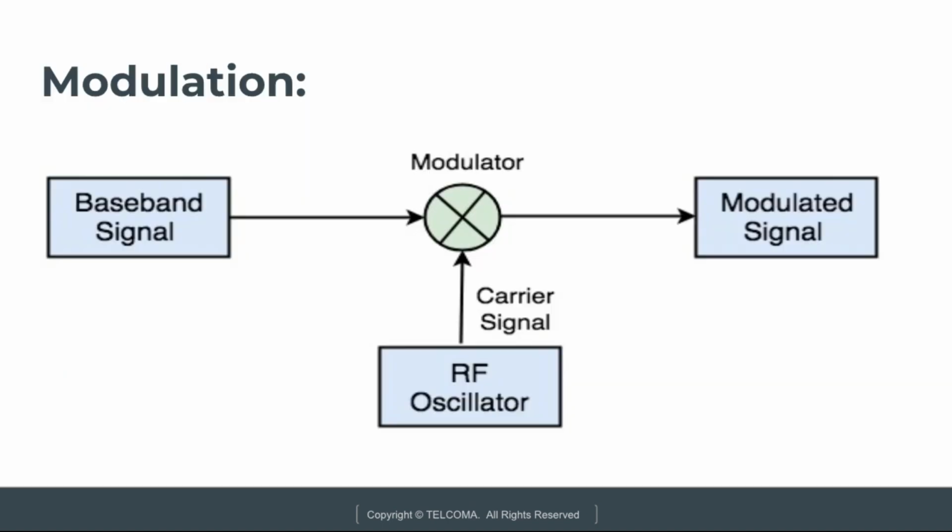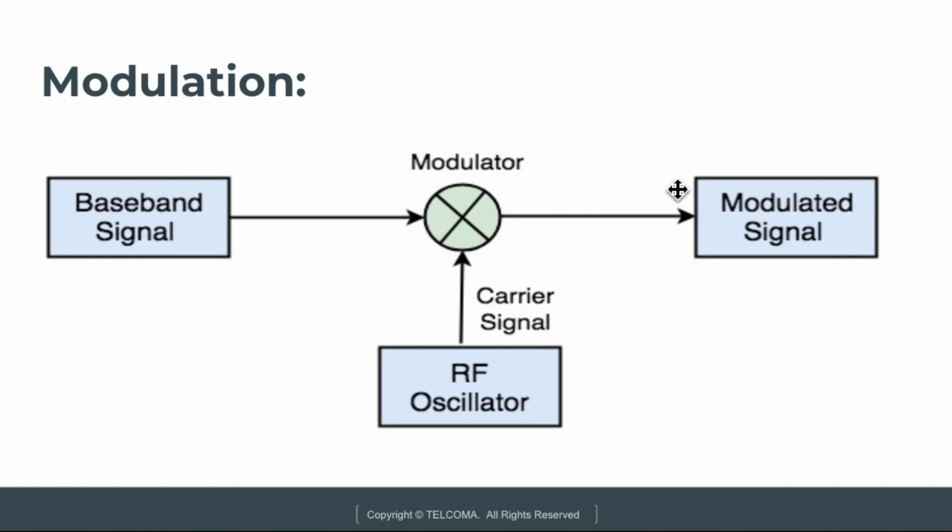Next, this diagram shows how a modulator works. A baseband signal, that is the low frequency message signal, is sent to the modulator. As well, the RF oscillator generates a carrier signal of high frequency. At the modulator, these two signals, the low frequency signal and the high frequency signal, are combined to generate a high frequency signal known as the modulated signal. This generated high frequency signal can travel a longer distance. So this is the work of a modulator, which combines the baseband signal and the carrier signal.